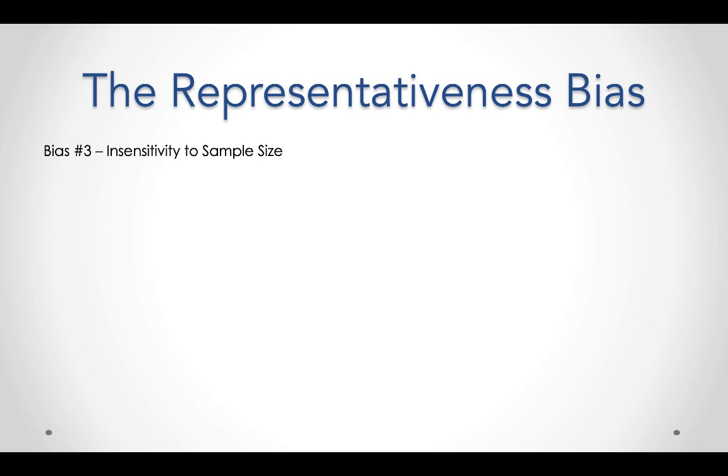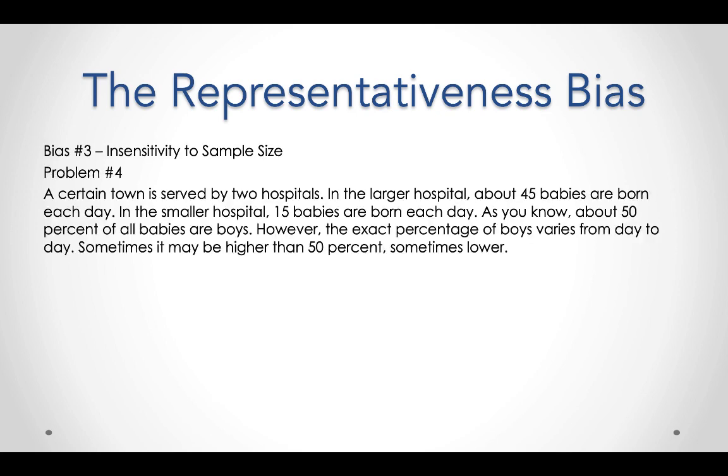The representativeness bias. Let's talk about this example. You can read it. A certain town is served by 2 hospitals. In the larger hospital, about 45 babies are born each day. In the smaller hospital, 15 babies are born each day. As you know, about 50% of all babies are boys. However, the exact percentage of boys varies from day to day. Sometimes it might be higher than 50%, sometimes lower.